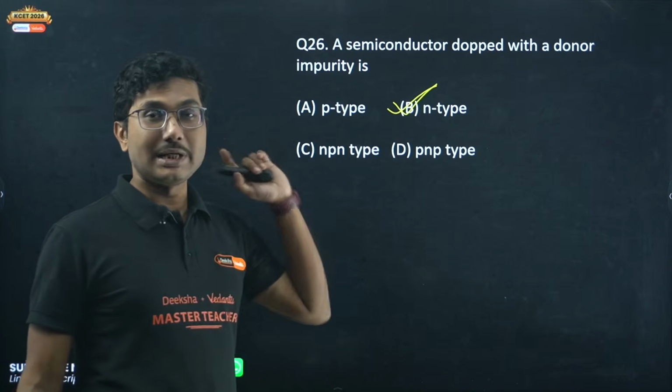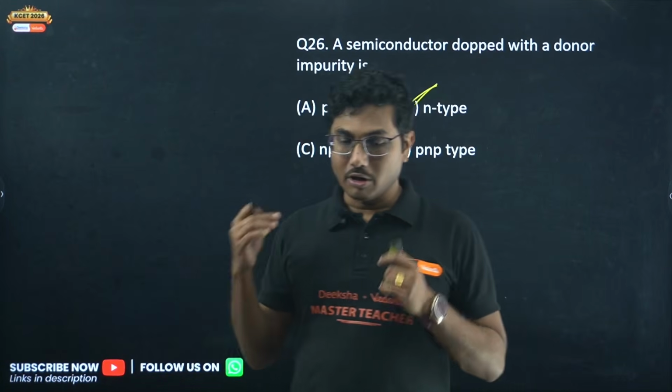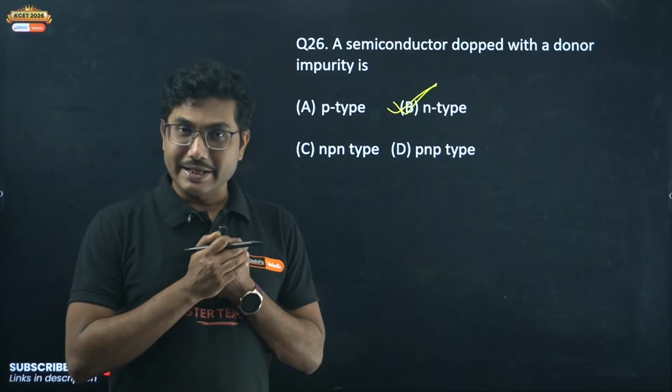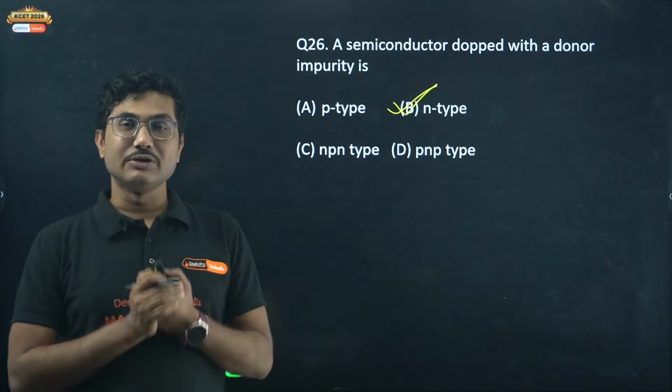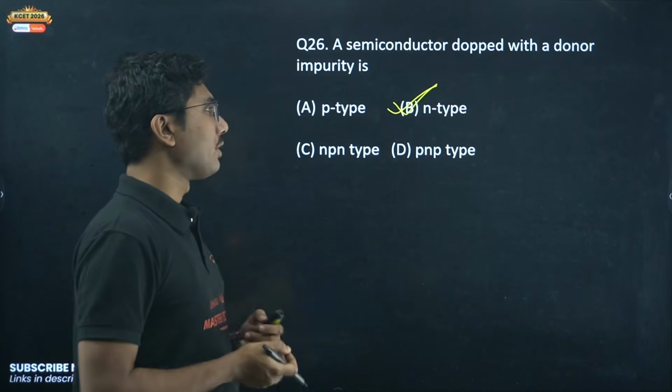Also remember that be it p type, n type, a p-n junction, diode, or any semiconductor, intrinsic or extrinsic, they are always electrically neutral. They do not have any excess charge. That is also a very common question.